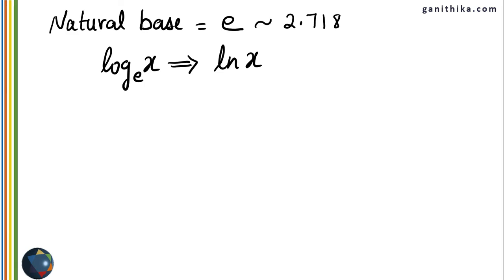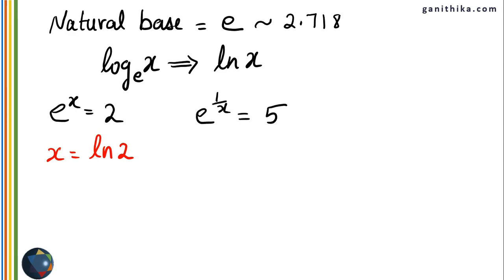Let's consider some examples of exponential equations with base e. e^x = 2. Changing this to logarithmic form, x = log 2 base e. Instead of log 2 base e, we write it as ln of 2. So x = ln 2 is the solution for e^x = 2. Another example, e^(1/x) = 5. Changing the exponential equation into logarithmic form, I get 1/x = log 5 base e, which is ln 5. Therefore, x = 1 over ln 5.